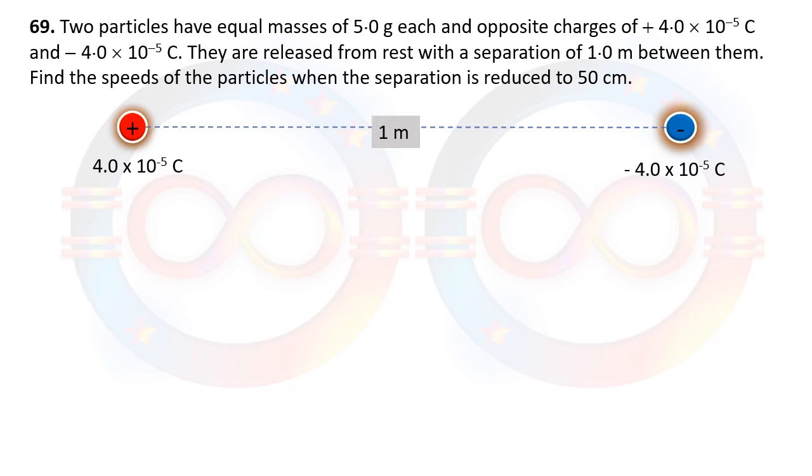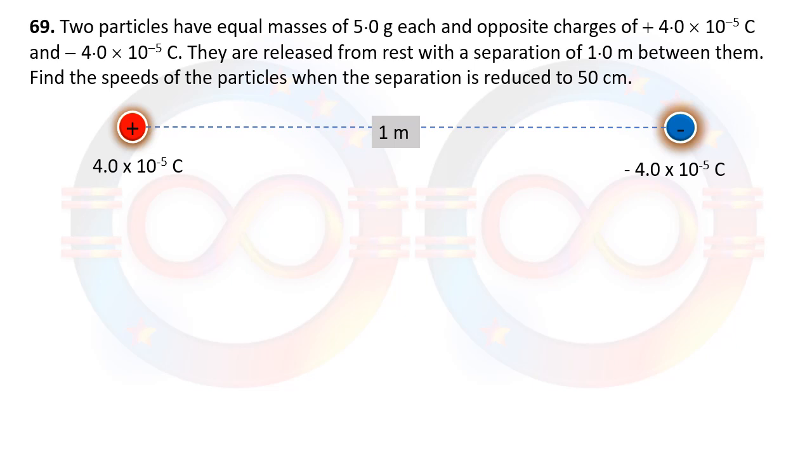Distance is 1 meter. Now they are being released. Released means because of force of attraction they will be moving towards each other. In the previous question it was because of force of repulsion they were moving away from each other. They will be moving towards each other. Now the question is, find the speeds of the particles when the separation is reduced to 50 centimeter.